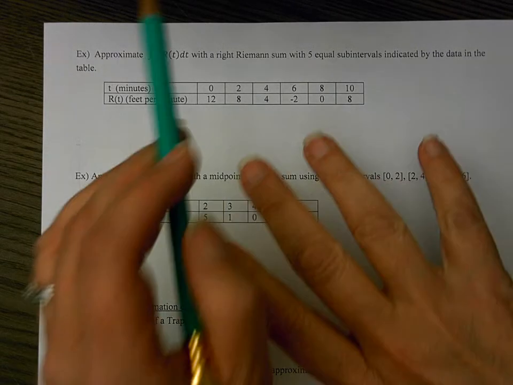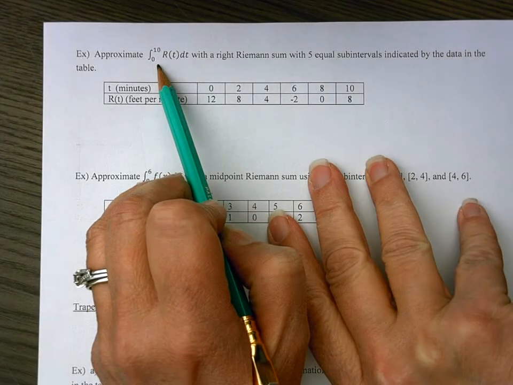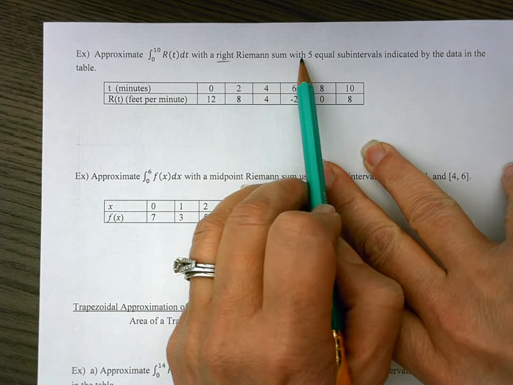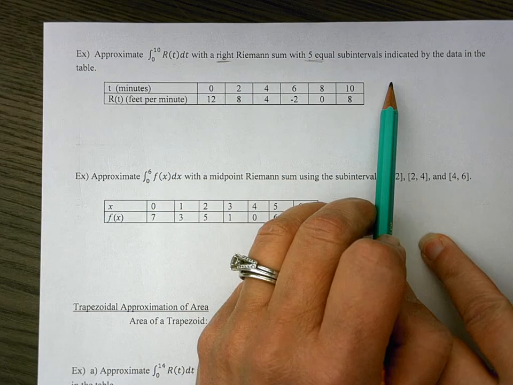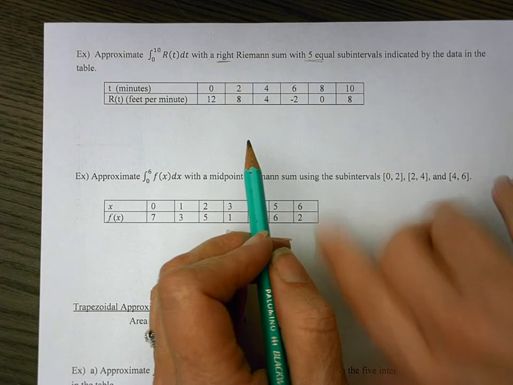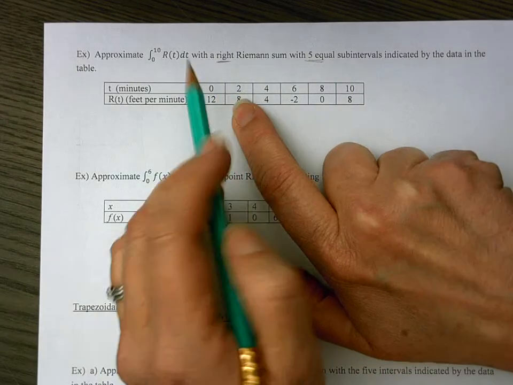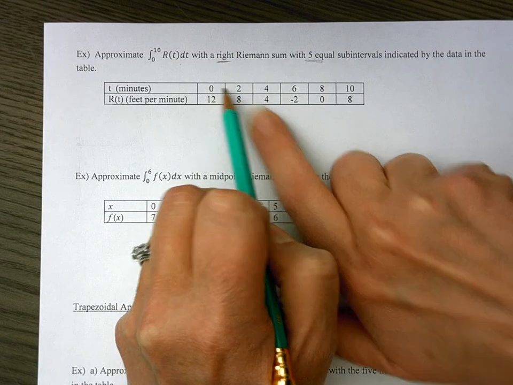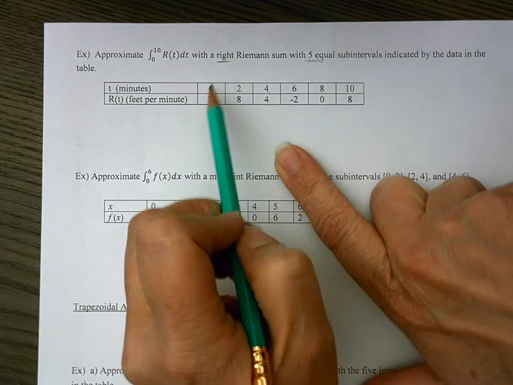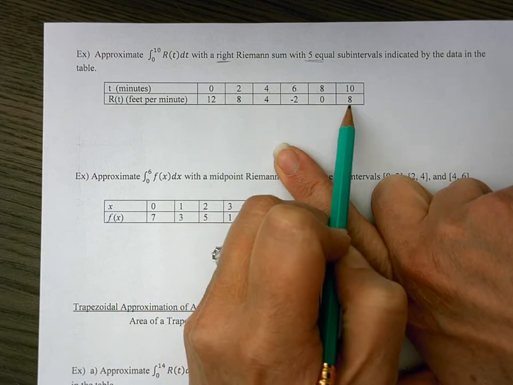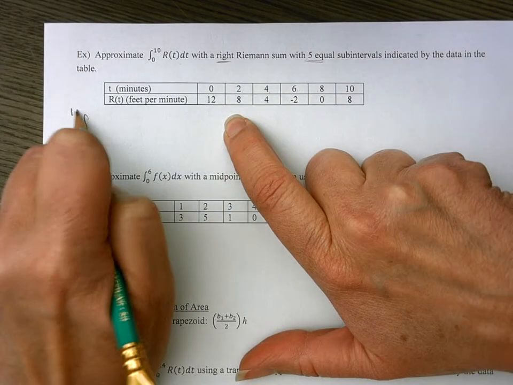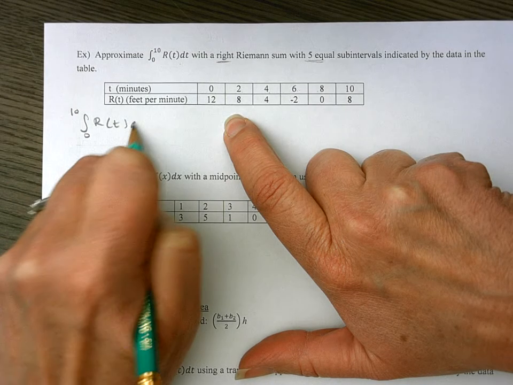Okay, all right, so here they're asking us to approximate the integral from 0 to 10 of r of t with a right Riemann sum, and then they want you to use 5 equal subintervals indicated by the data in the table below. Okay, so our 5 equal subintervals would be from 0 to 2, 2 to 4, 4 to 6, 6 to 8, 8 to 10, right? So these are like our x values, and these are our y values. So we are going to integrate from 0 to 10 of r of t dt.